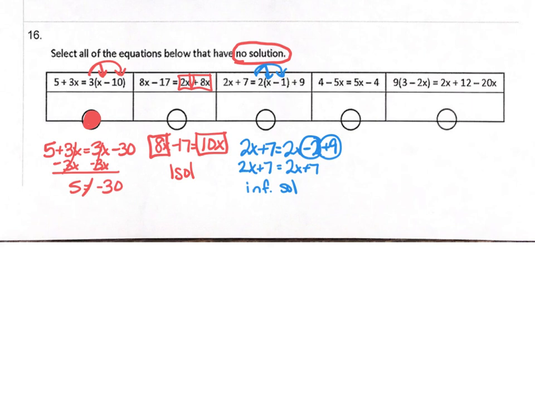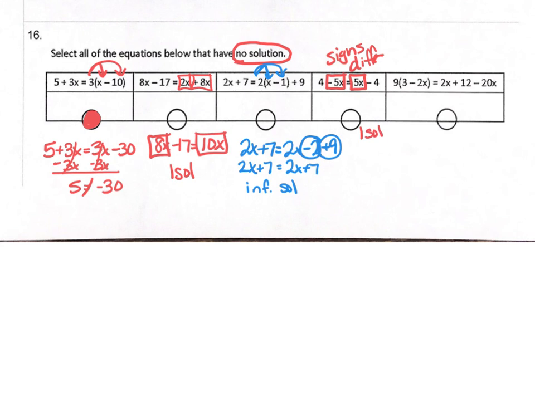Now we can inspect this fourth equation. We have an x term on the right side and an x term on the left side, but their signs are different. Signs are different. So this one is going to have one solution when we solve it.